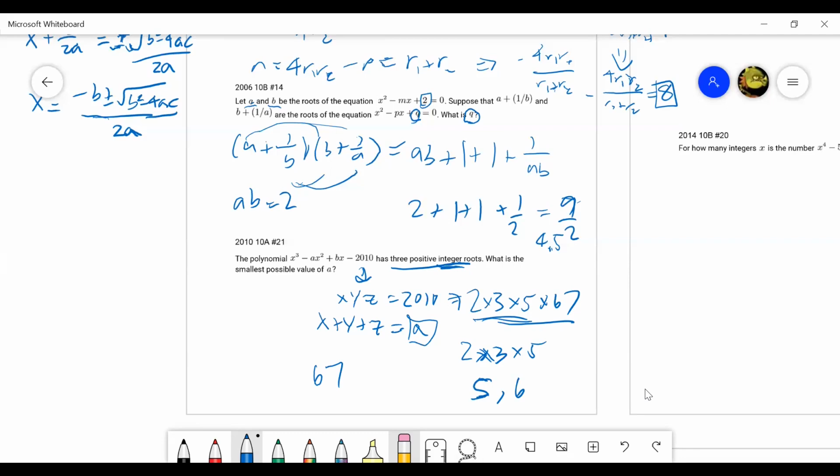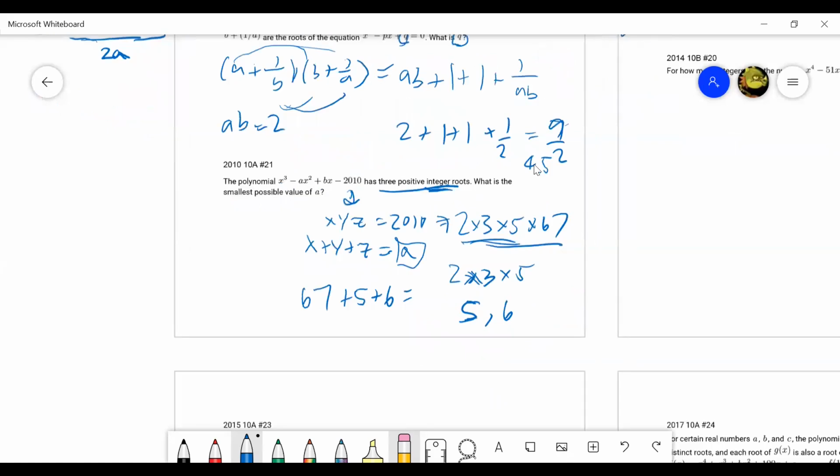Something like 3 times 10, the sum is 13. 2 times 15, sum is 17, and so on. So 5 times 6 is verifiably the smallest possible sum. So the 3 numbers, 67, 5, and 6, will be your answer. So when asked for the smallest possible value of a, you just want the sum of all of these, which is just 78.